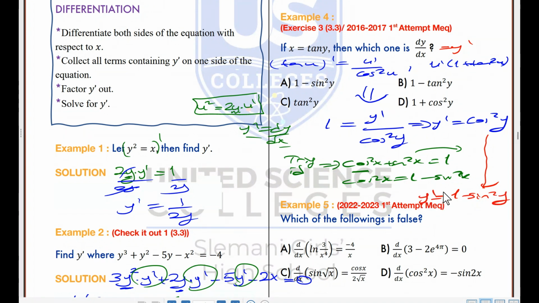So y prime is cosine squared y, which I cannot see in options, so I should rewrite it, manipulate the answer. So it's equivalent to 1 minus sine squared y. So this is the answer. This is a nice question. It's using two different pieces of information.